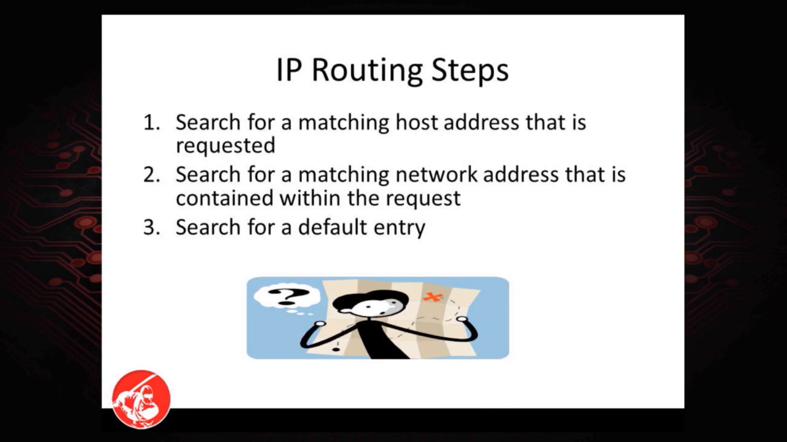So what are the steps of IP routing? We search for a matching host address that's requested. We search for a matching network, and we search for a default entry. So from the attack standpoint, I just try to corrupt or send out bogus routing information to cause the traffic to go another direction, and in fact, go through me, the attacker.